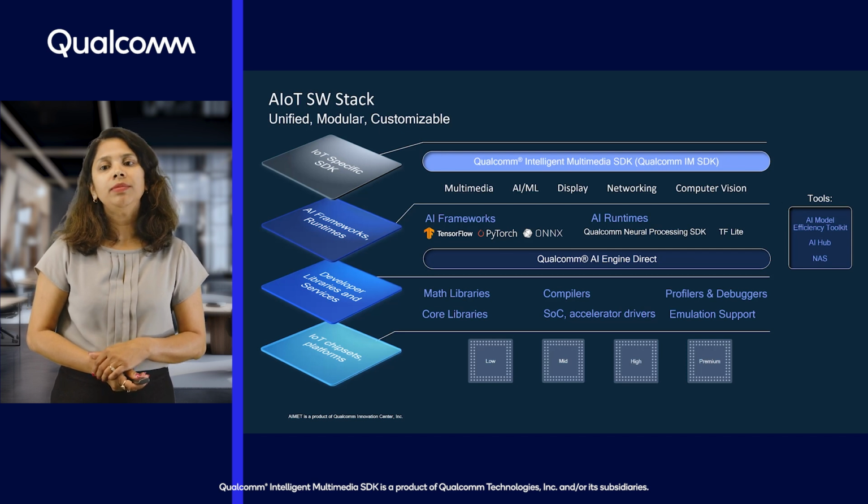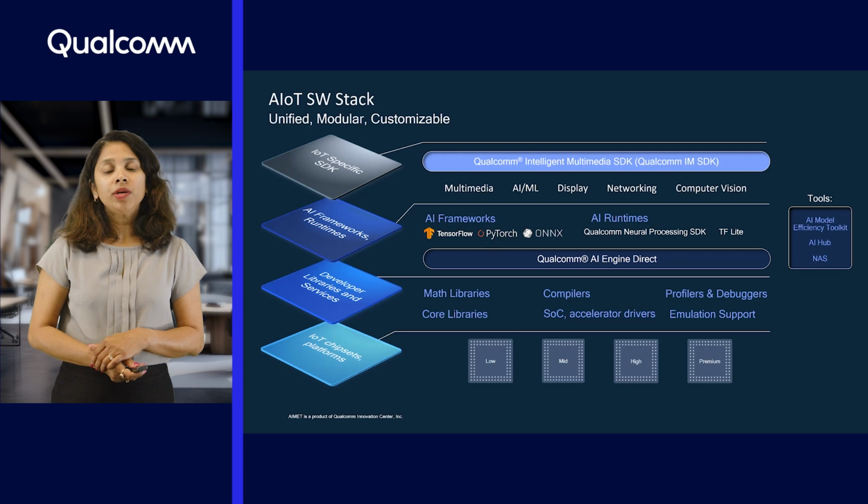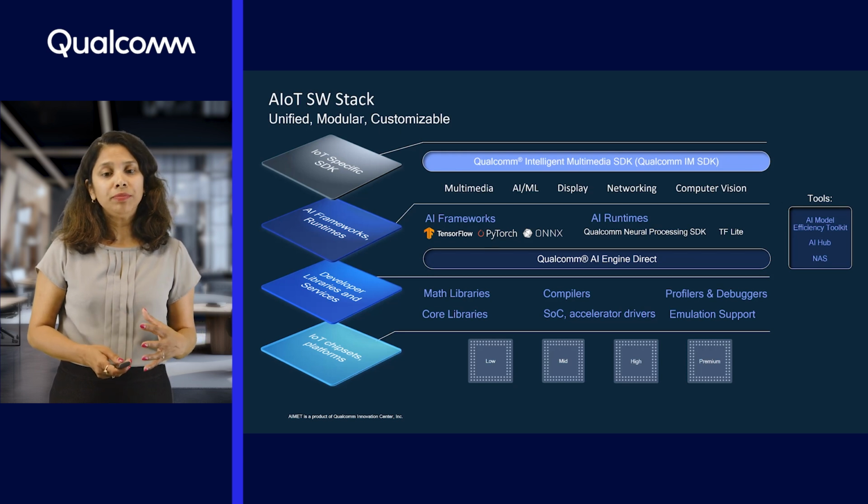Qualcomm Intelligent Multimedia SDK is a standard GStreamer-based SDK which makes your life simple in putting all these pieces together to create that use case down. And we will be looking at it with a few examples later on.